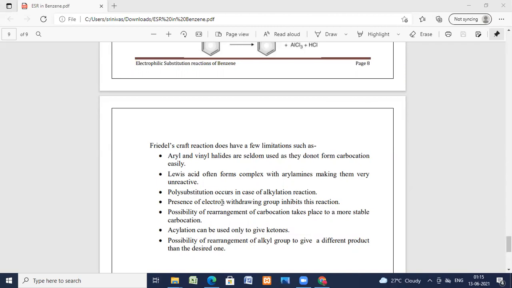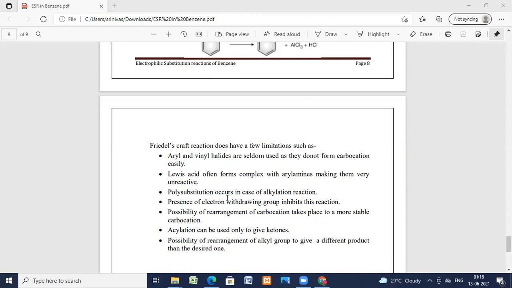The presence of an electron withdrawing group inhibits the reaction. It inhibits the reaction, and there is a possibility of rearrangement of the carbocation to a more stable carbocation. So, a few limitations: aryl and vinyl halides do not form carbocations. The Lewis acid often forms a complex with amines, making them unreactive. So the substitution becomes difficult here.